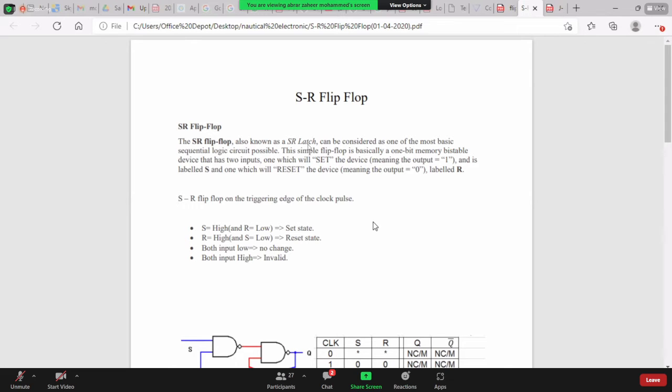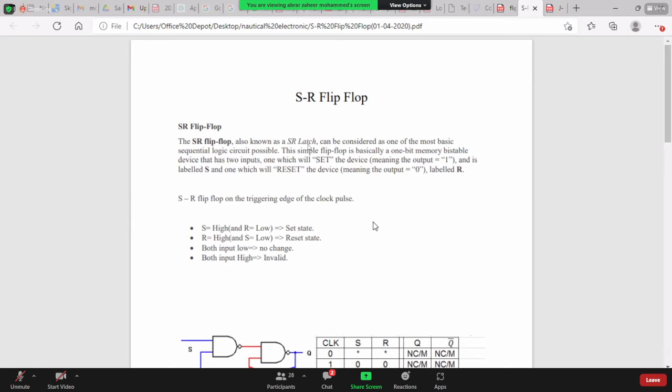So the simple flip-flop is basically a 1-bit memory bistable device that has two inputs, one which will set the device, meaning the output is equal to 1, and it is labeled as S, and one which will reset the device, meaning the output is equal to 0, that is labeled as R. This SR flip-flop works on the triggering edge of the clock pulse.